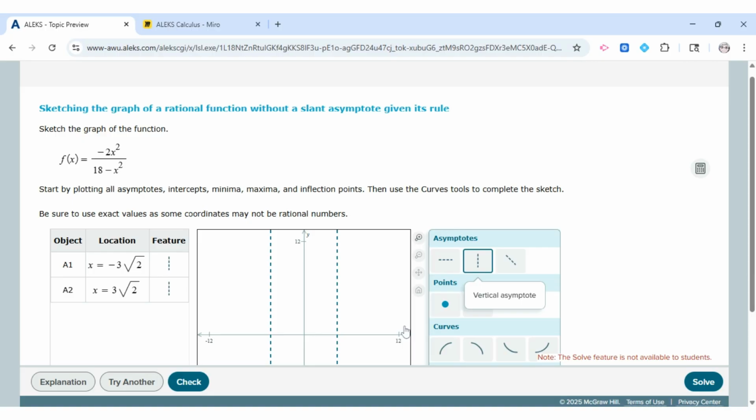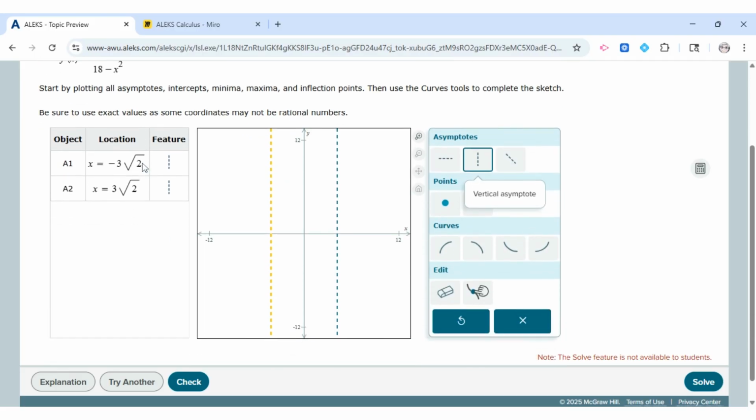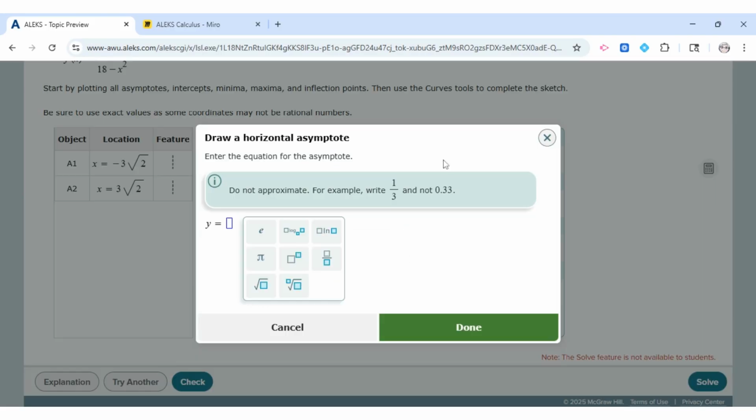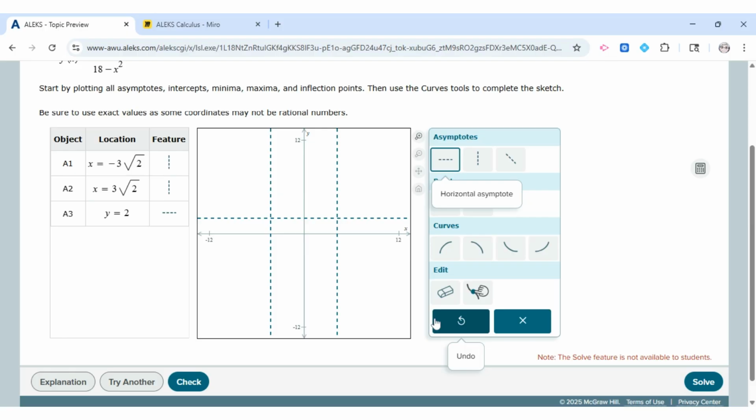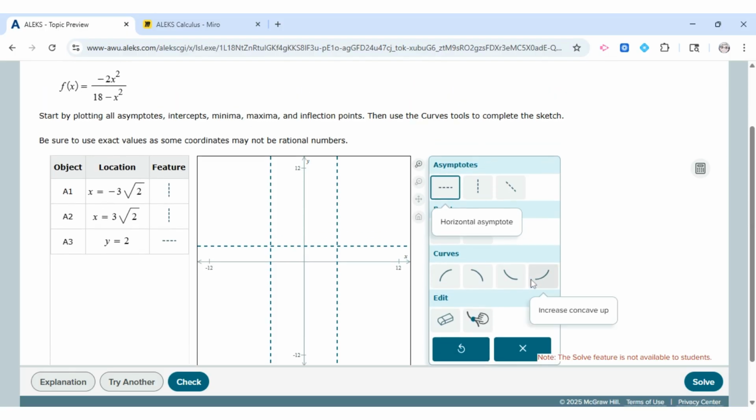Okay. Now, what about the horizontal asymptote? We're told this is not a slant asymptote, and actually we should know that because the highest power on the top and the bottom is the same power. When that's the case, your horizontal asymptote is the line y equals the ratio of the coefficients of the highest power. So this would be negative 2 over negative 1, which is a positive 2. So the line y equals 2 is going to be our horizontal asymptote. Okay, and I think that's everything for the asymptotes.